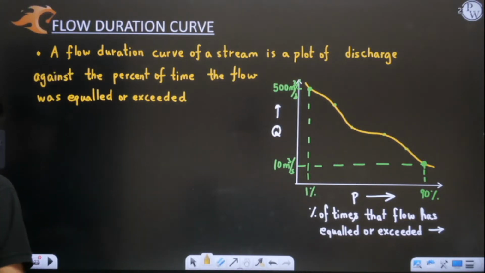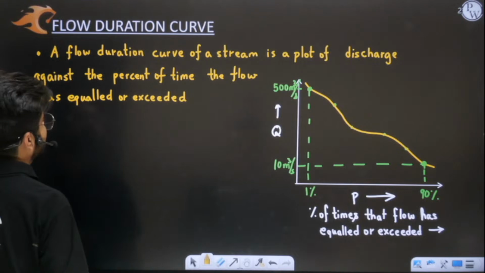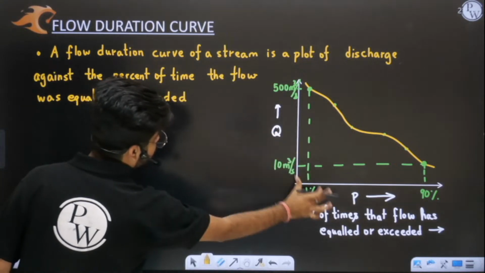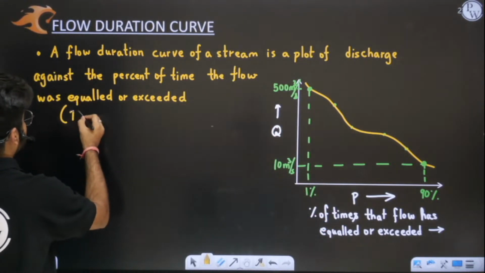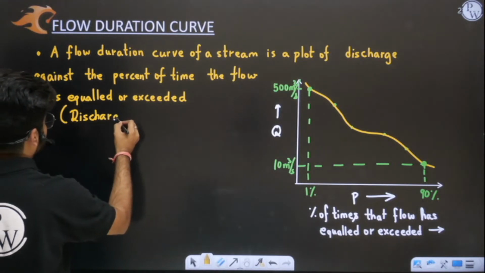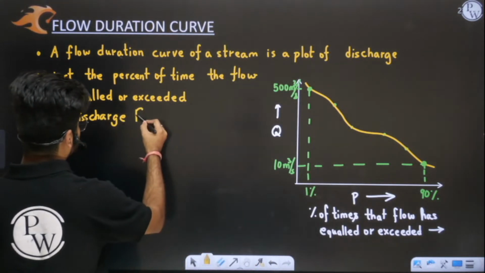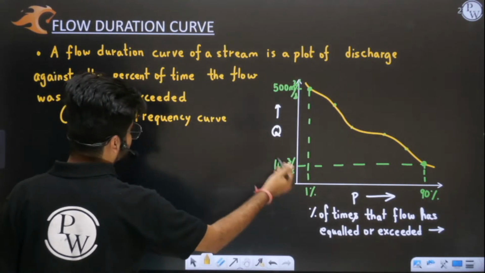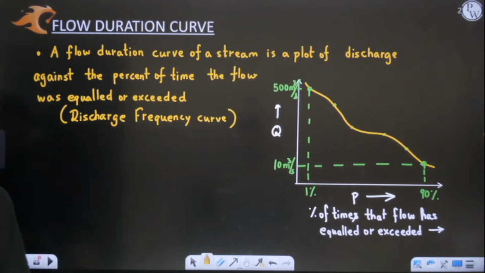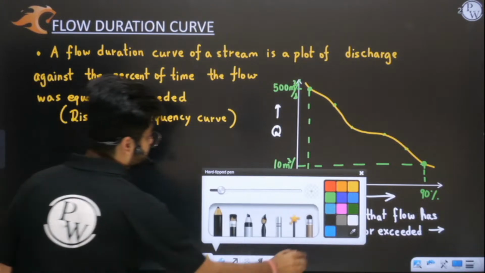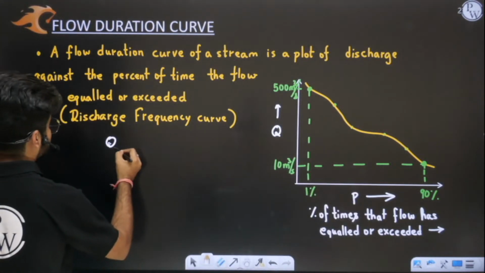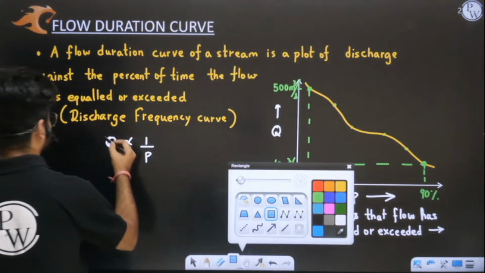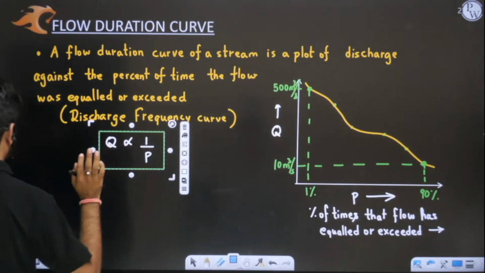I hope this thing is clear: the percentage of time the flow was equaled or exceeded. So this is basically your flow frequency curve, flow probability curve. This is also known as the discharge frequency curve. Discharge means flow and probability is frequency. The percentage of probability gives you frequency only. But one thing you can understand from here is that discharge is inversely related to probability. Higher the discharge, lesser is its probability.